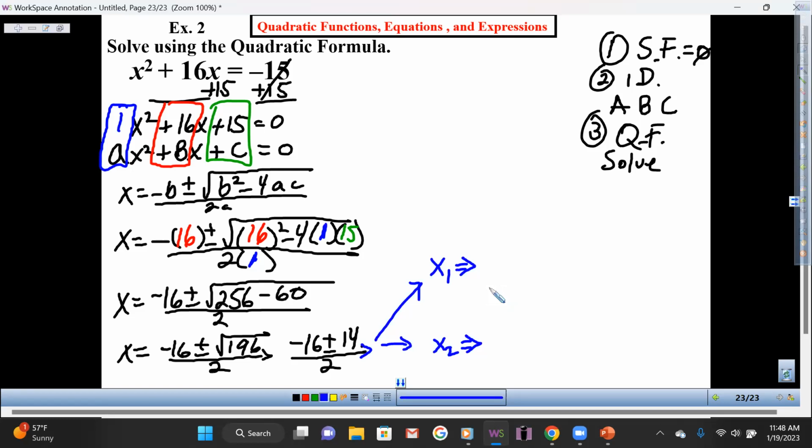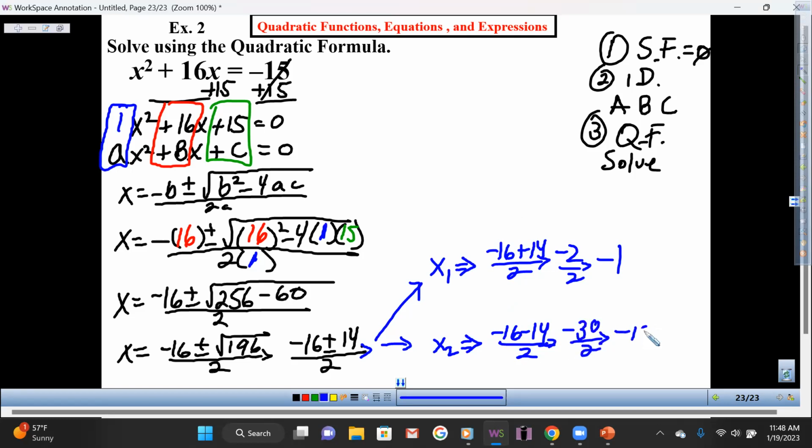All right. So, Jalen, x sub 1. And that is negative 2 over 2, which is negative 1. All right, x sub 2, Delilah, go. That is correct, and that is negative 16 minus 14, that's negative 30 over 2, which is negative 15, and those are my solutions.